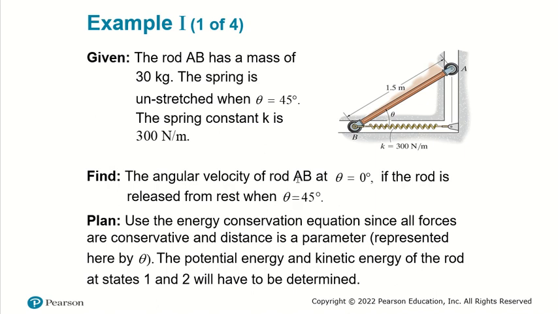This is a little bit tricky because your rod is at rest, but the angle at rest is theta of 45 degrees, and you're going to go to theta 0. That's what it's saying. So we're going to use the energy conservation equation, the same thing for all conservative forces, and your distance is your parameter. Here your distance is in terms of theta, and then the potential energy and the kinetic energy of the rod. You're going to just put it as state 1 and 2 for initial and final.